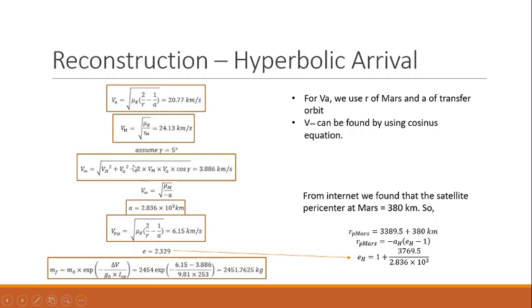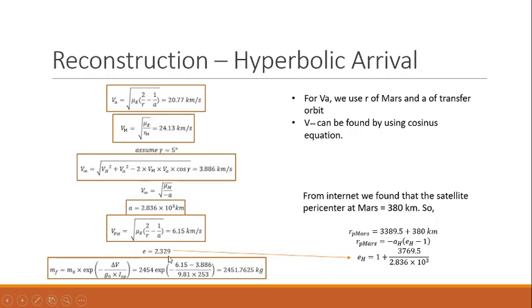And so we assume the gamma of the satellite is 5 degrees, and we assume that the velocity vector of Mars is straight downwards, and we can find the V infinity by using the cosine equation, and we get it as 3.886 kilometers per second. After that, we can find the A by using the vis-viva equation, and we get it as 2.836 times 10 to the power of 3 kilometers, and phi at hyperbolic pericenter of arrival is 6.15 kilometers per second. We can also find the E by using this equation.